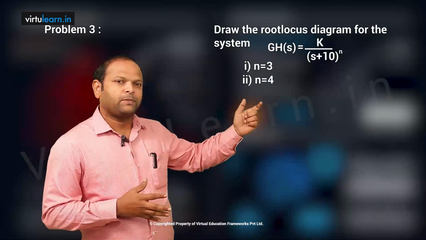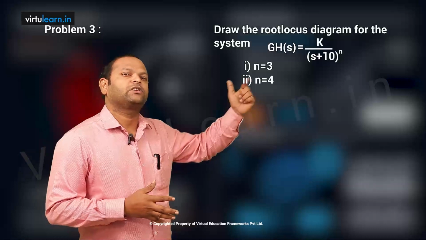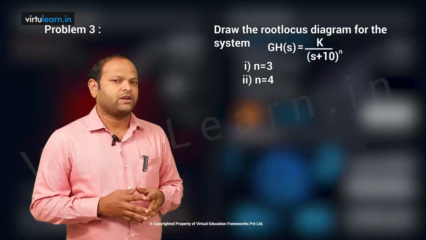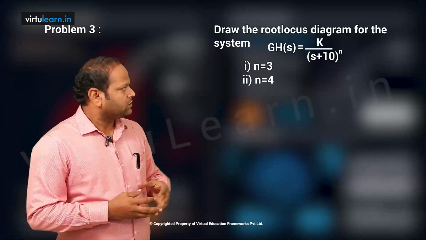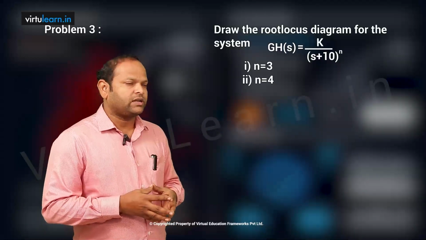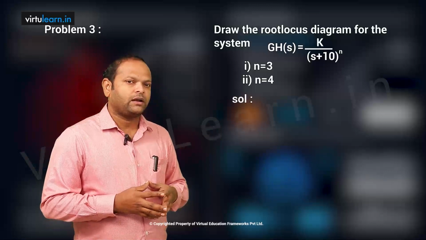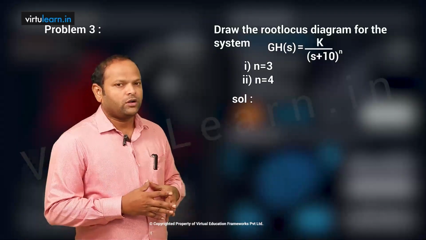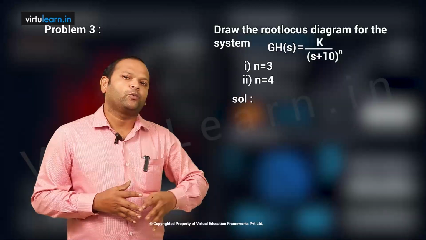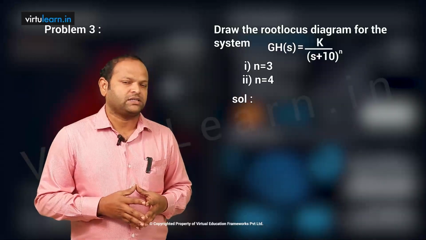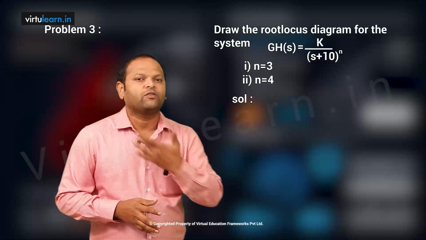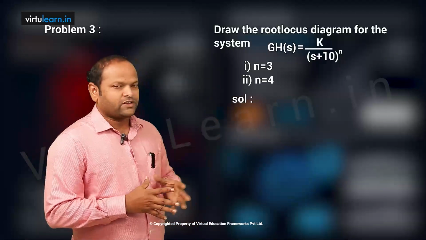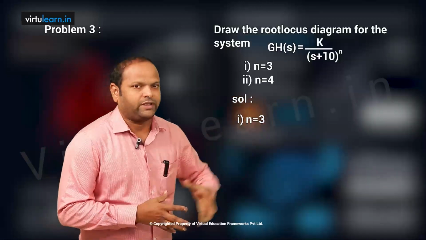Here (s+10) is raised to the power n, where the first time n is 3 and the second time it is 4. So if n is equal to 3, there are 3 poles in the denominator at the same point, s is equal to minus 10. When n is equal to 4, again there are 4 poles at s is equal to minus 10. Now how to draw such kind of problems. Take the first one, n is equal to 3.